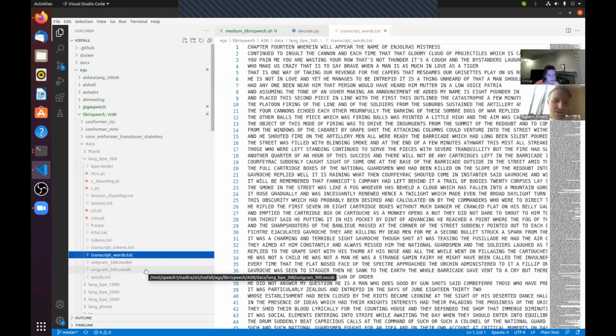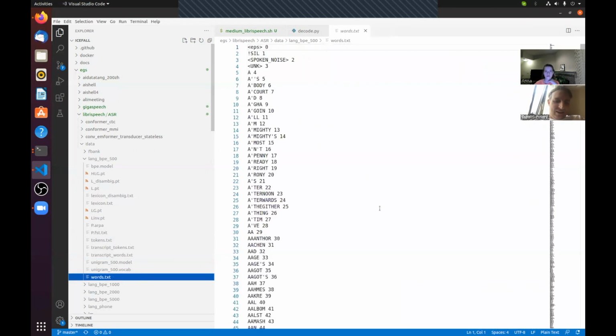Okay, let's go to words.txt. This is just a list of all the words that are present in the LibriSpeech training transcripts, and each one has a number. These numbers would be present in L.pt, the lexicon, but that won't be visible to humans. I think we haven't written to disk the text format of that. Okay, so that's that.